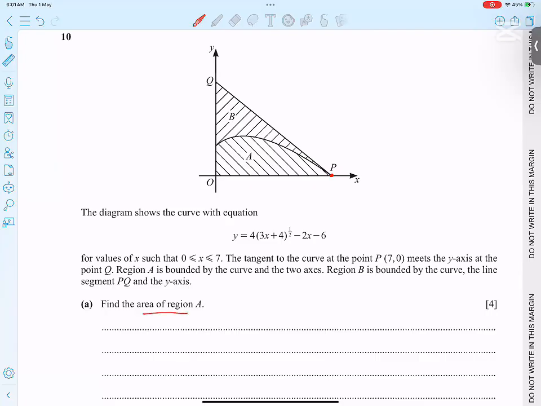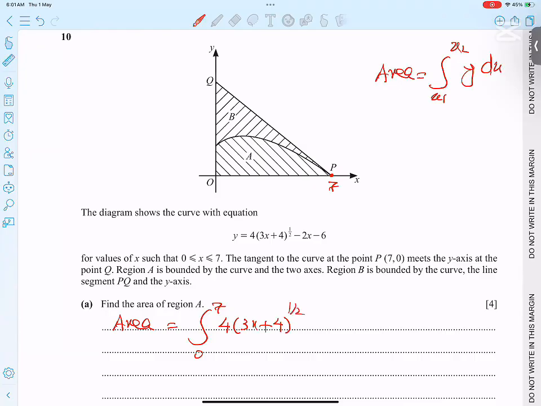So what is it asking, region A? Common sense, this region, if you're looking only at the curve, the equation will help. The line has no participation. Okay. So how to get it? Integrate. So how to get the area? The basic formula of the area is the integral from x1 to x2 of y dx. So we are going to do 0 to 7, because 0 and this 7. And the whole equation I'm copying here: 3x plus 4 to the power half and negative 2x and minus 6 dx.